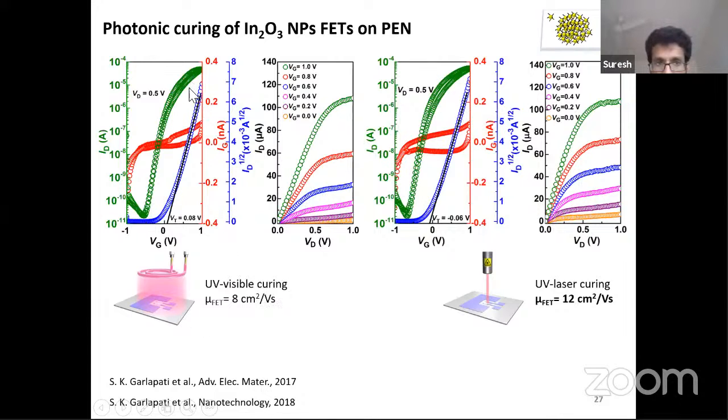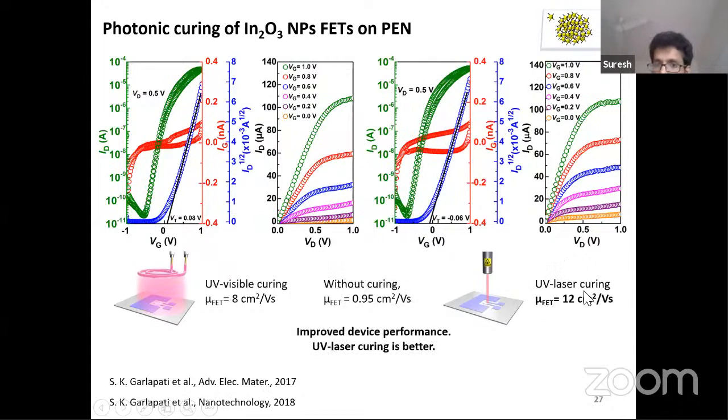To remove the surfactant, after doing the UV light curing, we can see the transistor performance is again very good compared to without curing. The mobility is around 8 centimeters squared per volt second. The figure of merit of the transistor, that is the field effect mobility, is higher compared to non-cured devices. Whereas in the case of UV laser curing, the laser curing is actually very efficient in removing the surfactant. So the mobility is now much higher, around 12 centimeters squared per volt second. If I compare without curing, I mean, if I don't do any photonic curing, the mobility value is very low. But if I do photonic curing, the mobility is increased by more than 12 times because it is removing the surfactant between the particles and enhancing the electrical device performance.